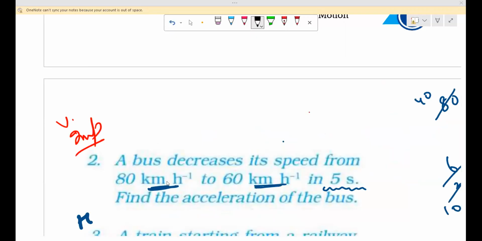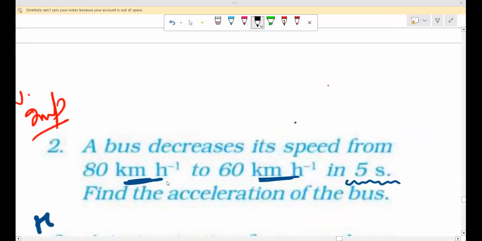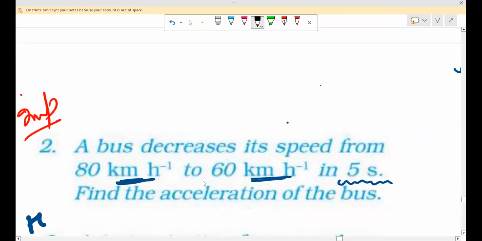Yes, let us attempt this question. Last question. First write this. Again a direct question, but there is a catch in this question. All these are given to us in kilometer per hour, whereas the time is given to us in seconds. So we have to convert 80 kilometer per hour and 60 kilometer per hour into meter per second by multiplying by 5/18. It will come in fractions. Keep it in fraction and then calculate it.